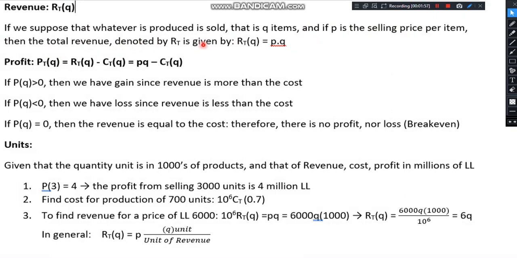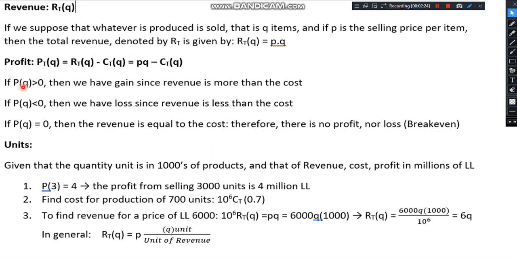Now concerning the revenue, what is the revenue? When you sell your product in the market, what you get is the quantity times the price. Suppose you sell 1,000 products, each product is $5, so you get $5,000 as revenue. So the revenue is price times quantity. As we said, the total profit is revenue minus cost, where the revenue is price times quantity.